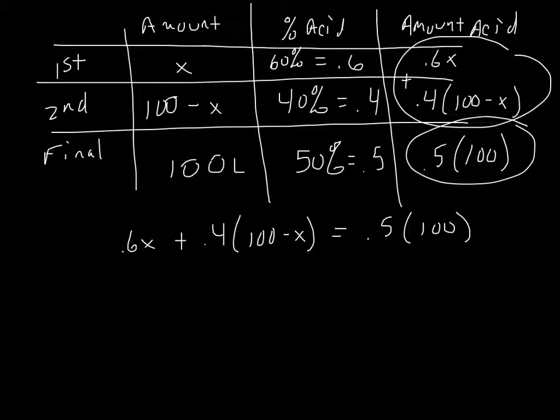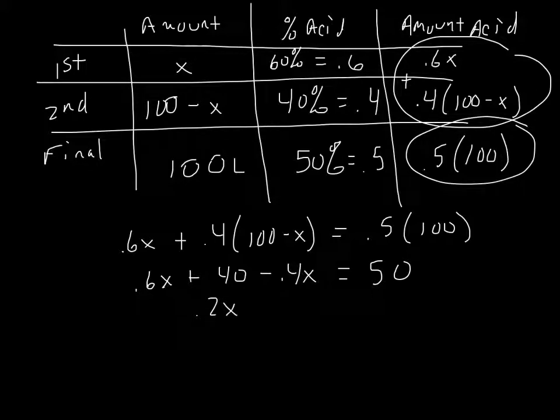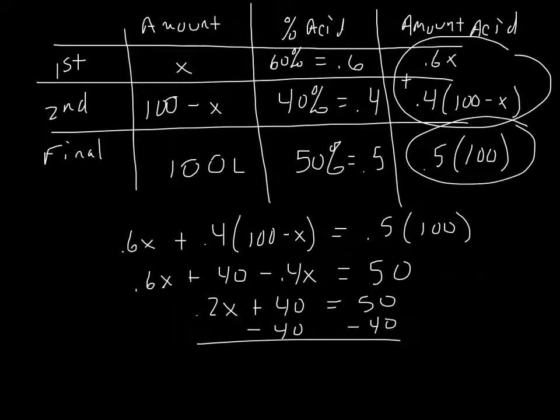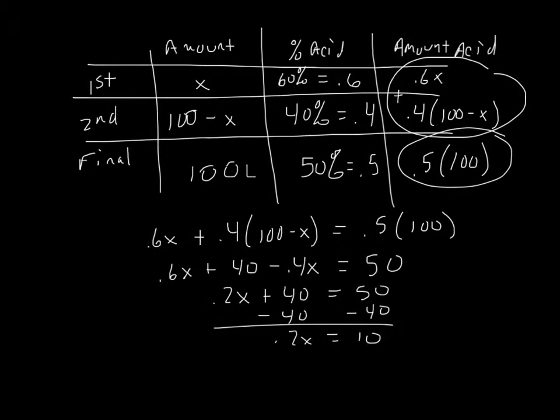Okay, and then now we start solving. So 0.6x plus 0.4 times 100 is 40, and then minus 0.4x equals 0.5 times 100, which will be 50. 0.5 is just a half, right? Now we start solving. 0.6 minus 0.4, because they're like terms: 0.2x plus 40 equals 50. Subtract 40 from both sides. 0.2x equals 10. Let me move it up a little bit and shrink it.